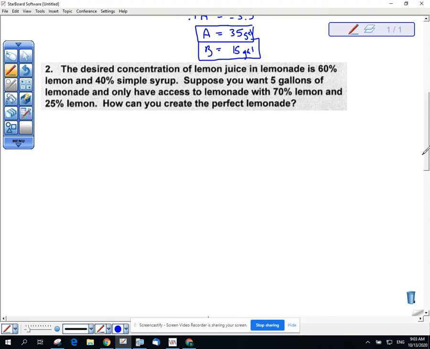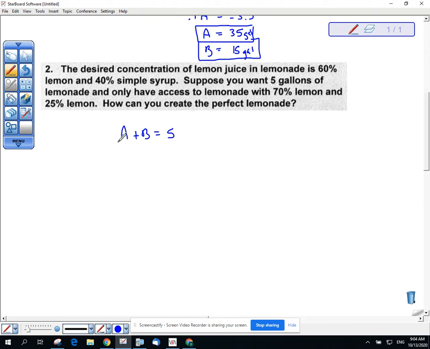So 60-40 is perfect, but all we have is 70-30 and 25-75 is what that really is saying. We're going to focus on the lemon. So it's 60%, and then what we have is 70 and 25. Okay, so again, we need to write a system, so let's just use A and B. A can be the 70%, and B can be the 25%. We know that the sum of them is going to be 5 gallons, okay?